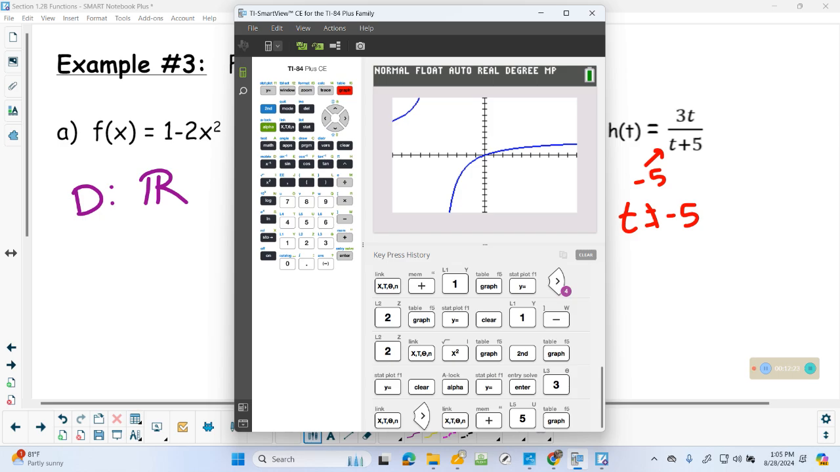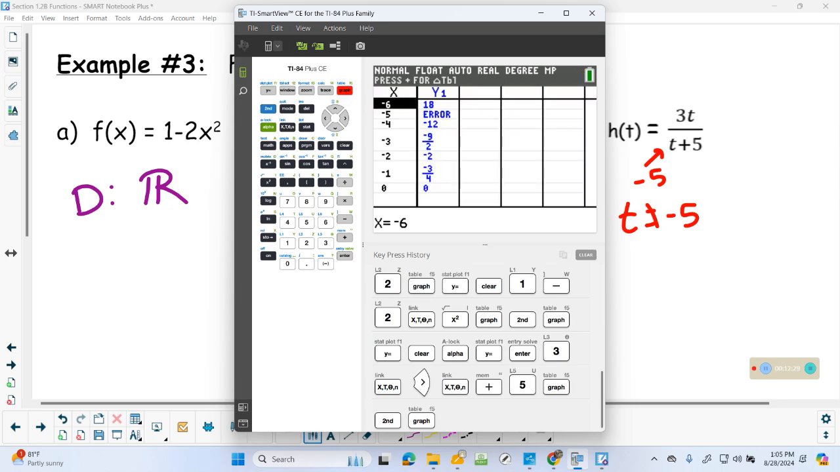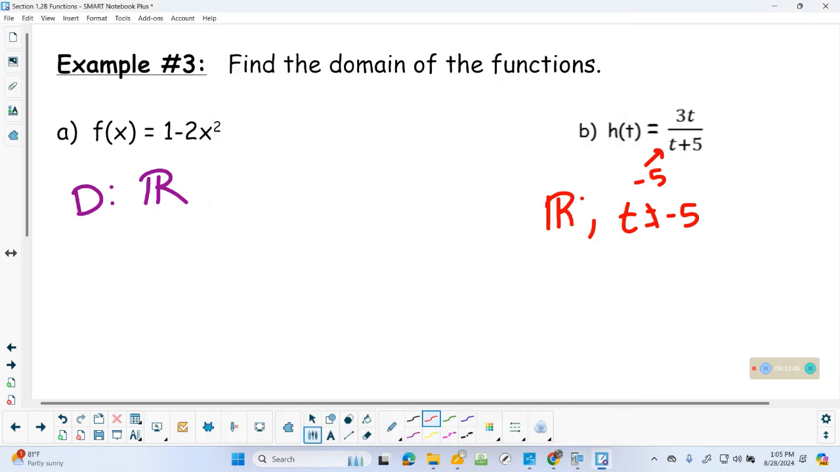So we can see it's all the way to the right side. This is going all the way to the left. If you look in your table, what in the table tells you got an issue? What word? Error. We have an error message at -5. Because obviously that puts 0 in the bottom, 0 in the line, and undefined. So you can always use a graph and the table to help your cause too, if you get stuck.